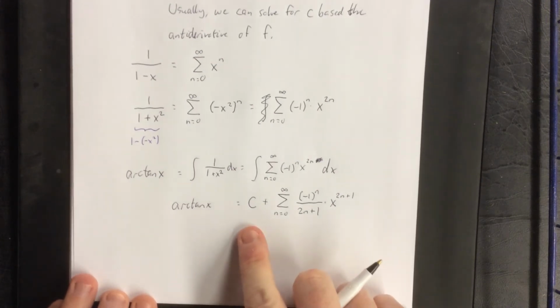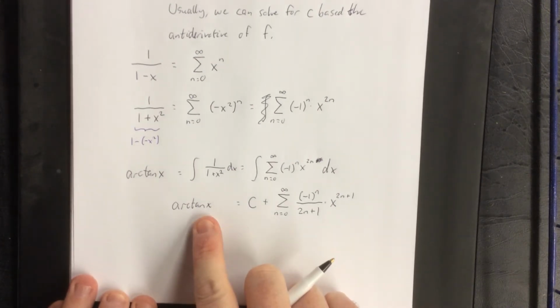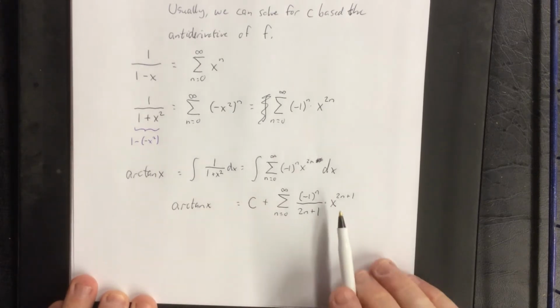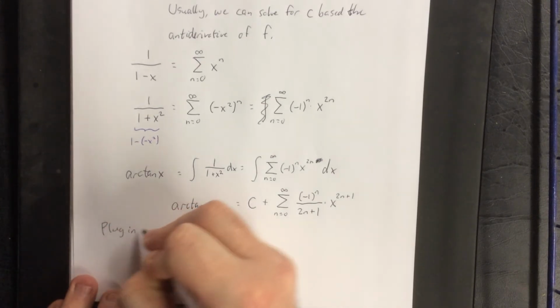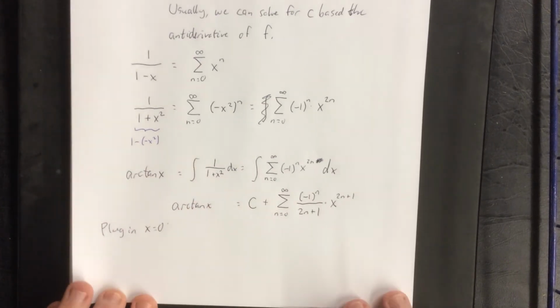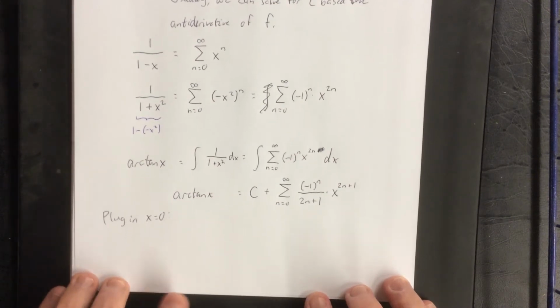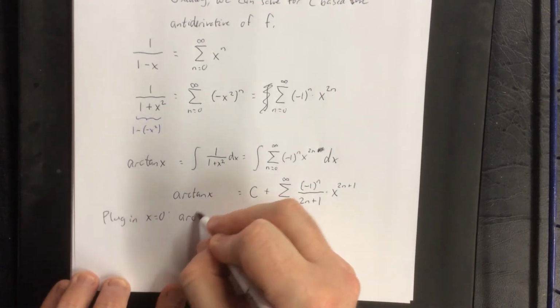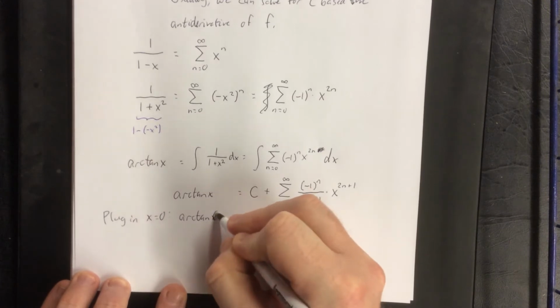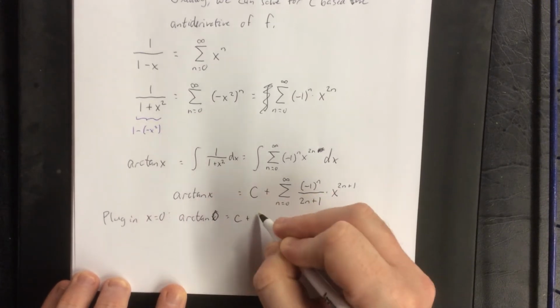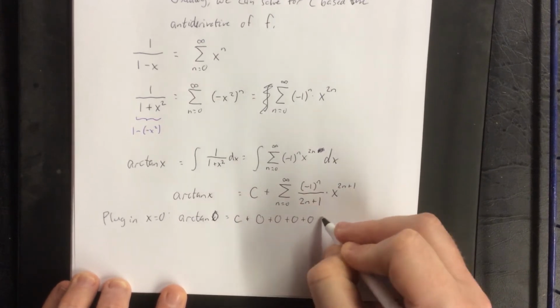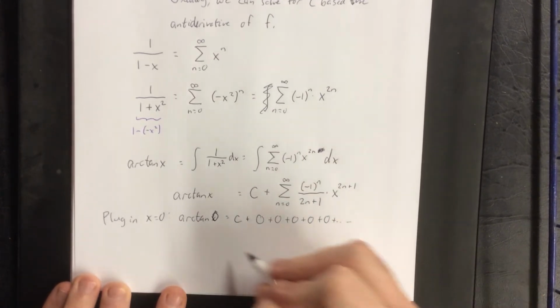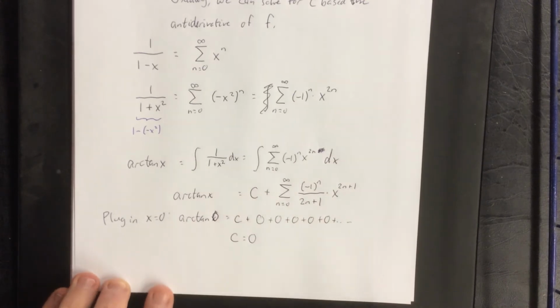Now, to solve for this constant of integration, we can use the fact that we know what the arctangent of 0 is. The reason that I want to use 0 is because that's the center of our power series. It will always converge at its own center. So if we plug in x equals 0, the arctangent of 0 is equal to c plus, well, basically every term after this is going to become 0 because they all have x's in them, letting us know that c is equal to 0.